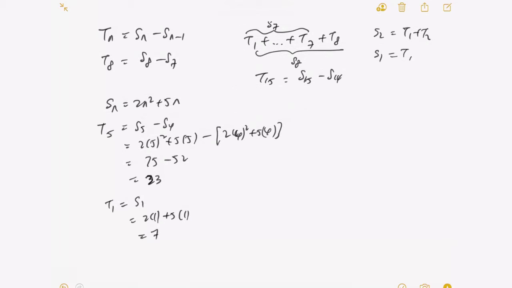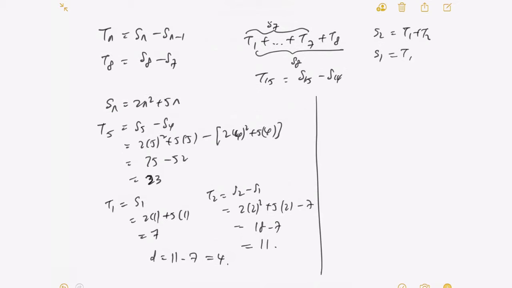Now what if I want to find the common difference? Well, to find the common difference, we can use T2 first, S2 minus S1. My S2 is, put 2 inside. S1 I know is 7. So this is 18 minus 7. What do you get? 11. But my common difference is not T2. My common difference is 11 minus 7, T2 minus T1, which is 4.